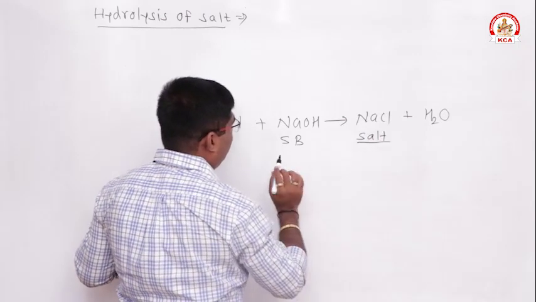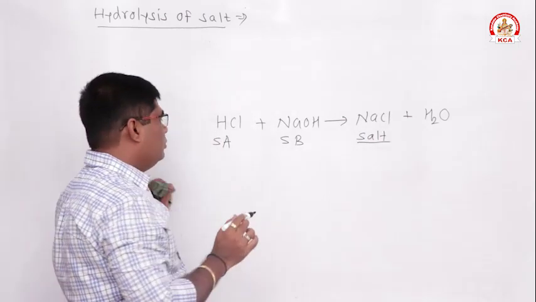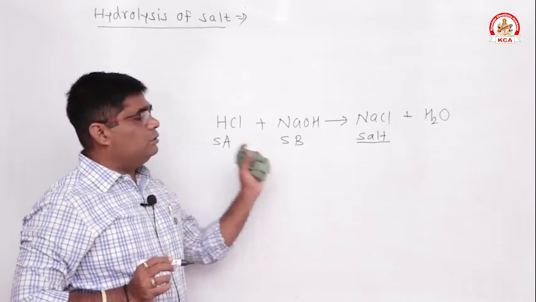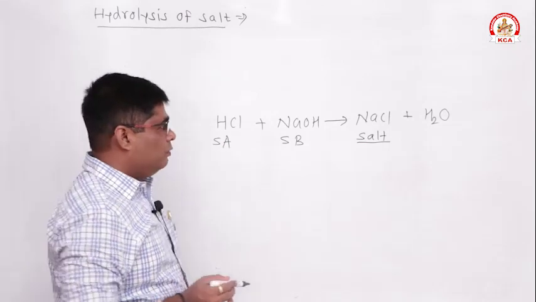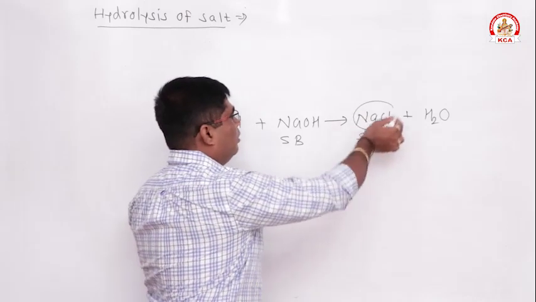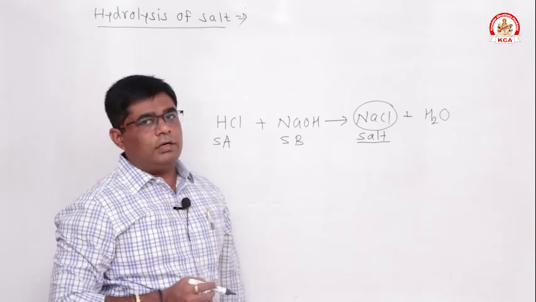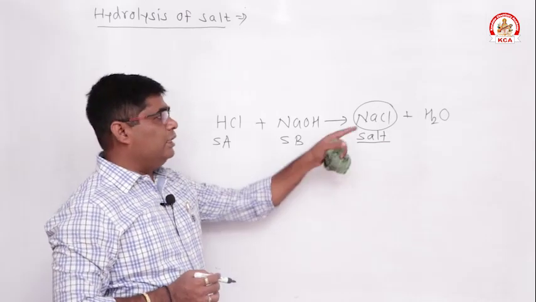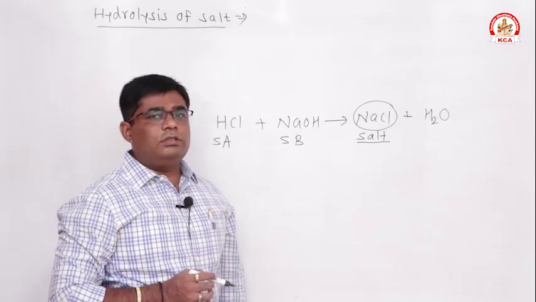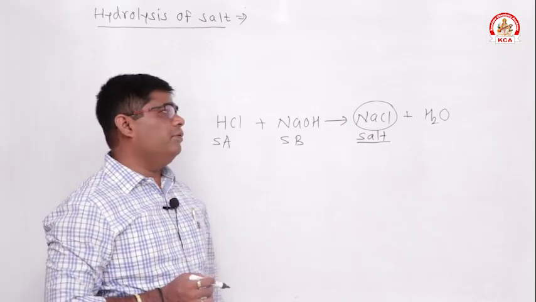But this salt is formed from acid and base. So what type of acid and base? Strong acid and strong base. म्हणजे जो सॉल्ट स्ट्रॉंग ॲसिड आणि स्ट्रॉंग बेस पासून तयार होतो त्याला म्हणायचं सॉल्ट ऑफ स्ट्रॉंग ॲसिड अँड स्ट्रॉंग बेस. सो NaCl इज द सॉल्ट ऑफ स्ट्रॉंग ॲसिड अँड स्ट्रॉंग बेस.